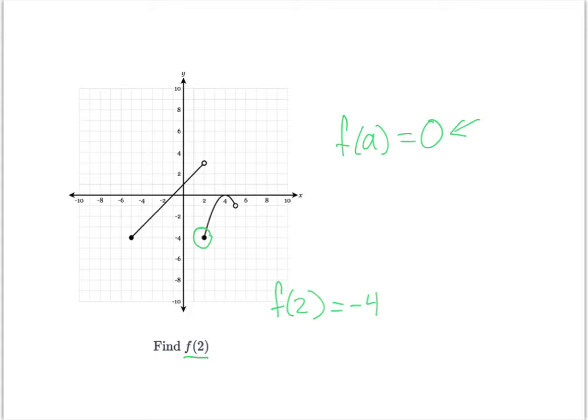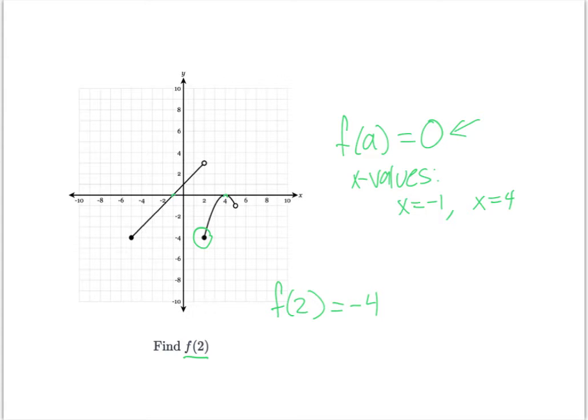What about something like find a value such that f of a is equal to 0? So this means that the height of our function is 0, and what we're looking for are x values that make this true. There are going to be two of them here. One of them is going to be at x equals -1, and the other is going to be at x equals 4. Both of those places I have a height of 0.